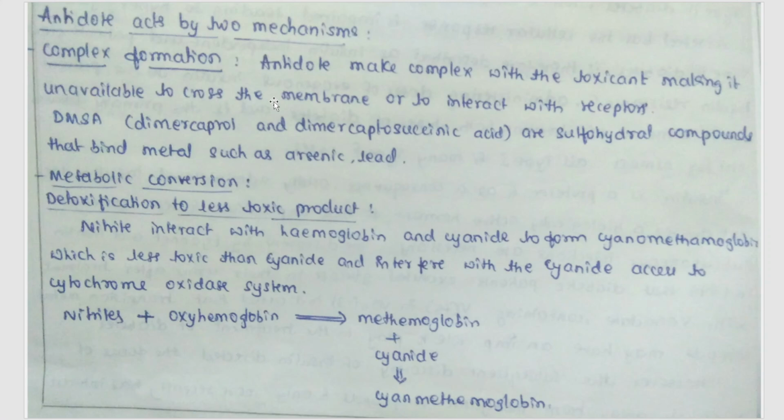Second is detoxification, metabolic conversion. What conversion takes place? That poison is converted into a less toxic or less poisonous substance. This is seen in case of nitrites. They interact with the hemoglobin and cyanide to form cyanomethemoglobin. That is, hemoglobin that is bound with cyanide, the cyanide is made non-poisonous by the detoxification, that is conversion of cyanide to methemoglobin. That's how cyanide poisoning can be prevented. These are the two mechanisms in which antidotes work.